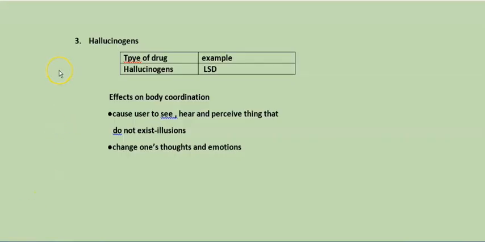Now we see the hallucinogens. An example is LSD. These hallucinogen drugs can make the user see, hear and perceive things that do not exist. That means illusion. Something is not there but they see it as though it is there. They can change one's thoughts and emotions. Their thinking will be different and they will be very emotional. Okay, these are the effects of hallucinogen drugs on the body.